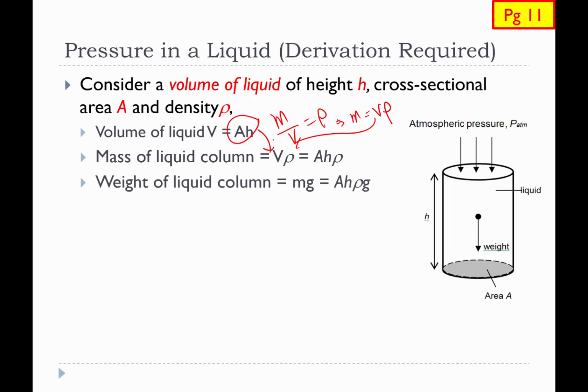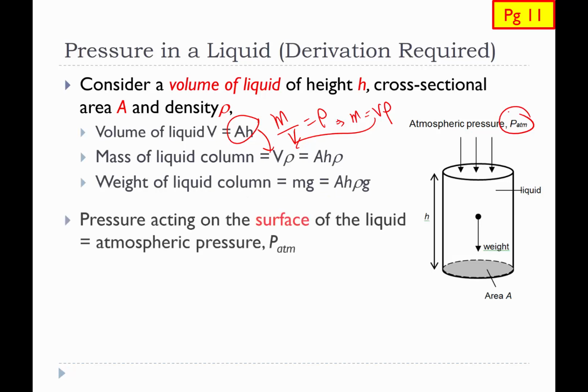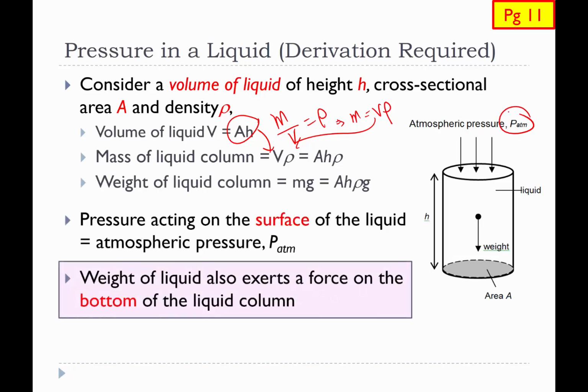So why do we even want to derive the weight itself? Because weight is a force across the cross-sectional area. The weight of the liquid column must be contributing to some pressure. But do take note at the same time, there is also atmospheric pressure acting on the surface of the liquid. So therefore, this together with the weight of the liquid, both of them will give a total pressure acting on the base of the liquid column.